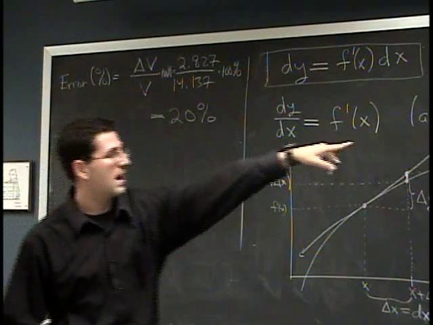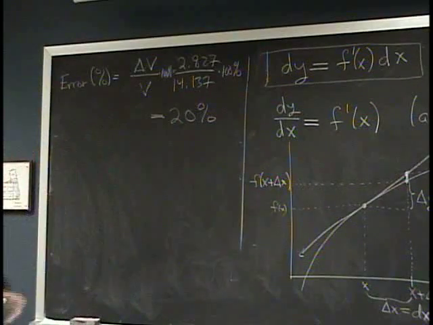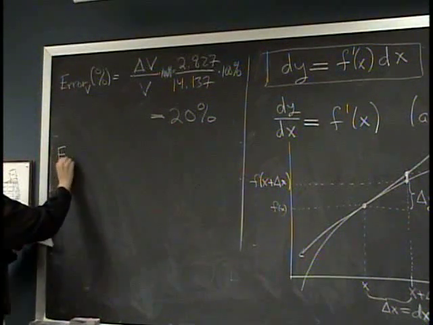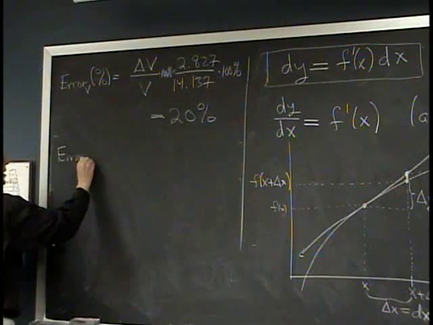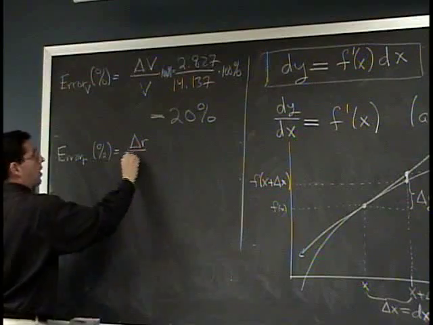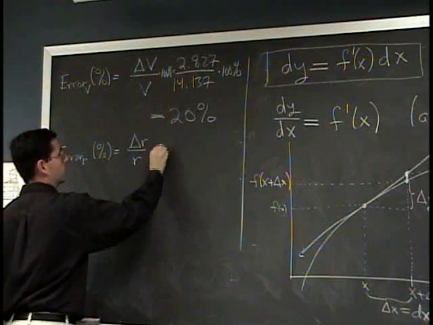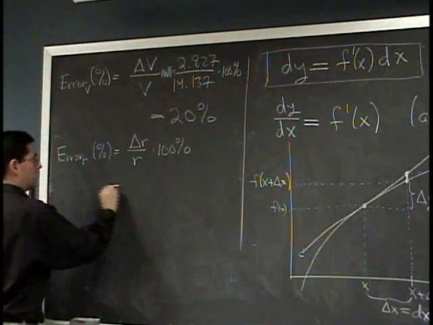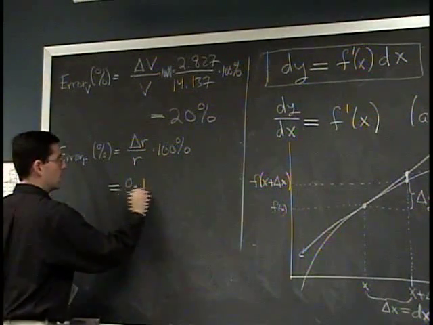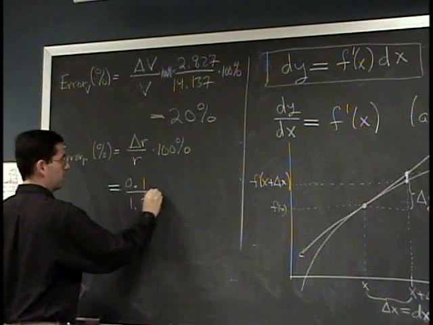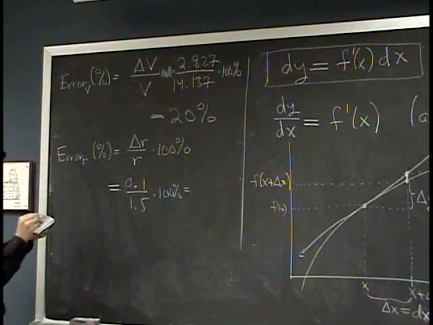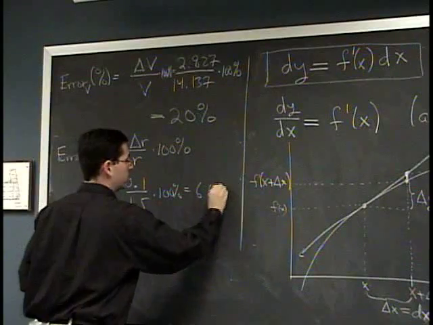Now how far off was I on the radius if I was 0.1 meters off? So this is the error percentage of V. The error percentage of R is how far off I was on R divided by the radius times 100%. I was off by 0.1. The radius is 1.5. And if you work this out, it's roughly 6.67%.